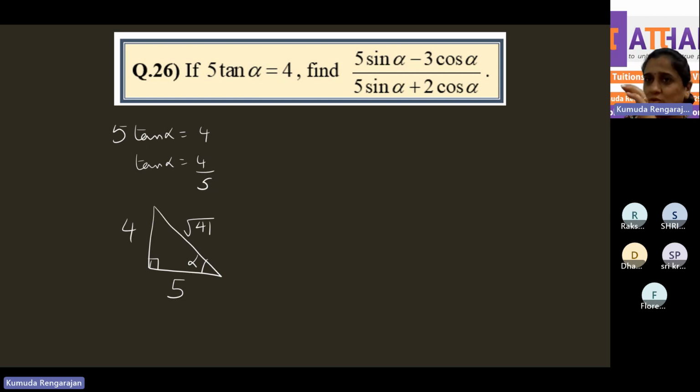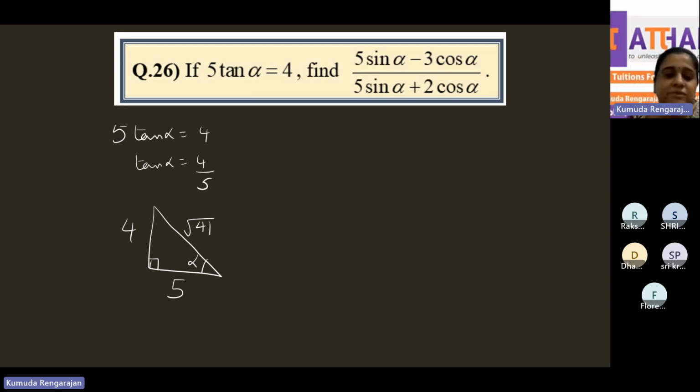Whenever you have a ratio, tan alpha is equal to 4/5, take a right triangle and fill the two sides, because from the ratio you can fill two sides. Find the third side using Pythagoras theorem. Now that you have all the three sides, you can find the other trigonometric ratios. Sin alpha, cos alpha, you can find all that from the triangle, substitute and evaluate.